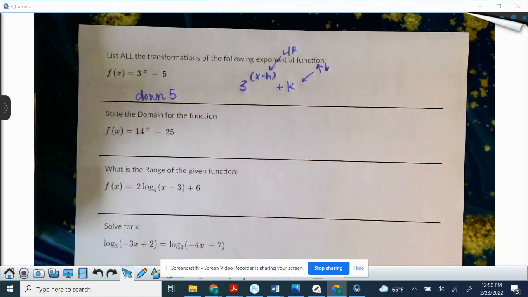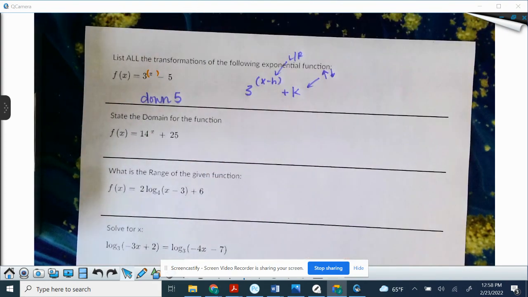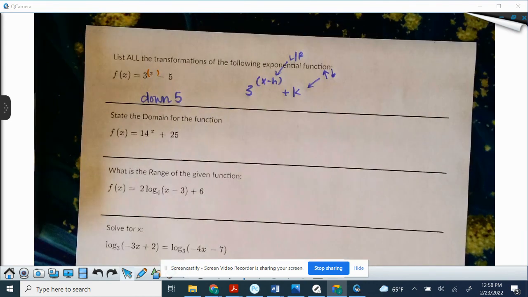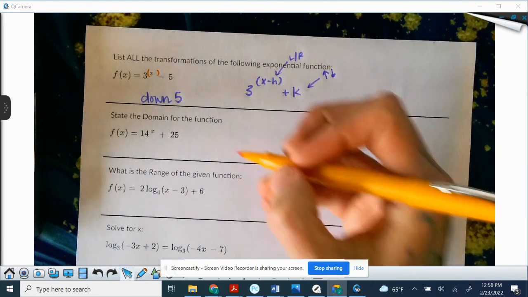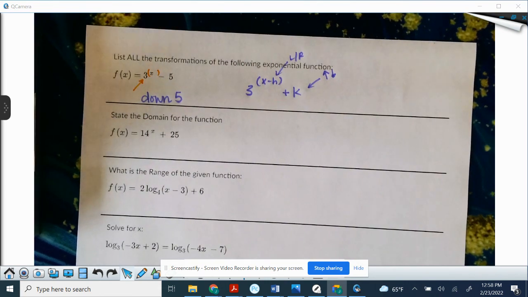Wait, so it's not left? Nope. Not left or right, because left or right would have to happen right up here. Like there would actually be a set of parentheses up there that would say plus or minus. And it doesn't go over the x-axis? It would not flip because it's not a negative. That 3. I mean, it will cross it, like part of the graph will cross it, but it doesn't actually turn over. Does that make sense?